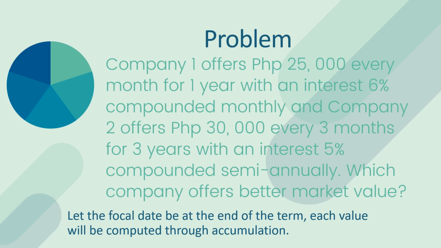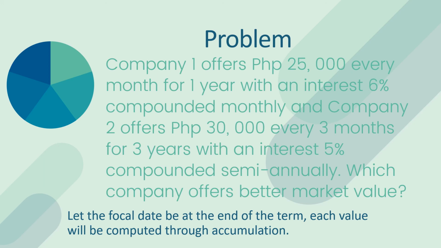To better understand fair market value, let us answer this problem which involves fair market value with annuities. Company 1 offers 25,000 pesos every month for 1 year with an interest of 6% compounded monthly. And Company 2 offers 30,000 pesos every 3 months for 3 years with an interest of 5% compounded semi-annually. Which company offers better market value?